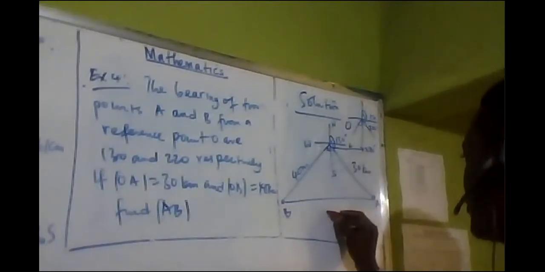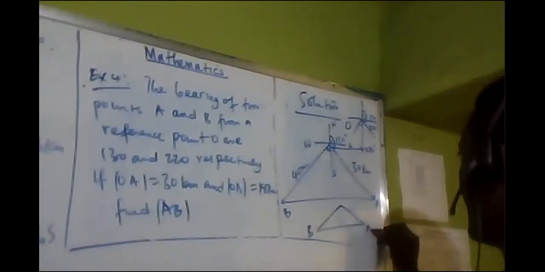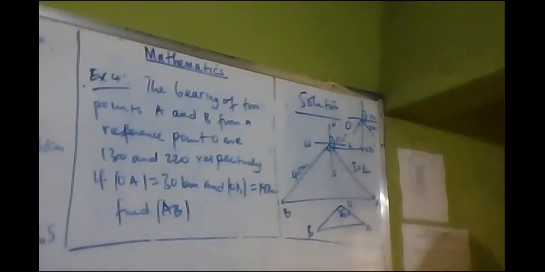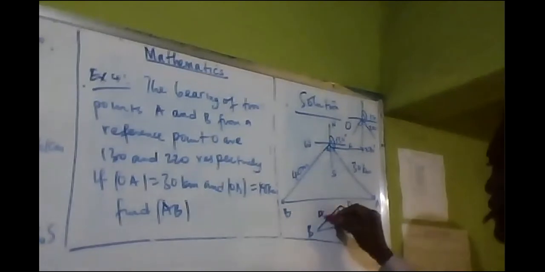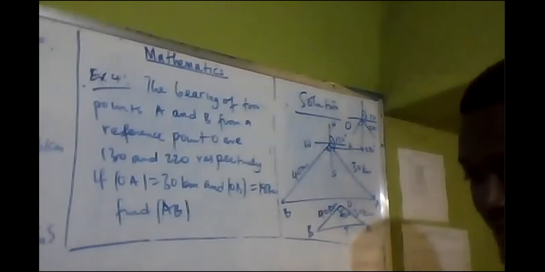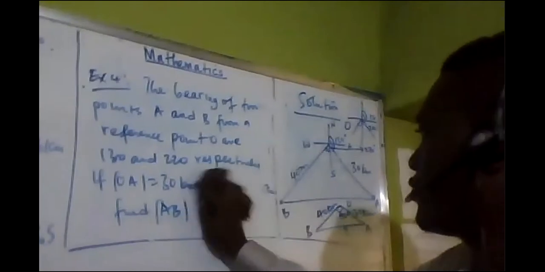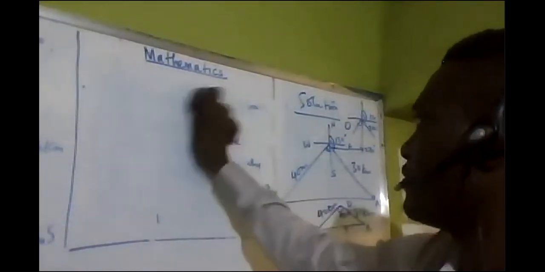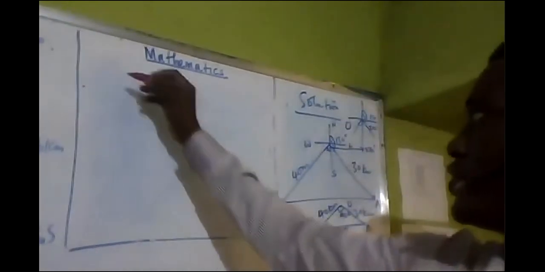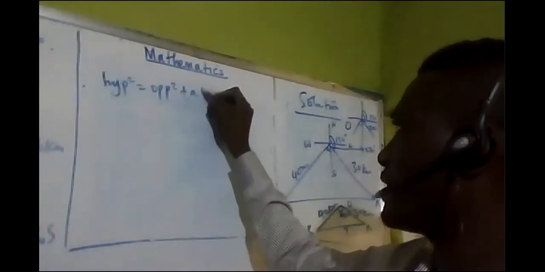So if you draw a smaller triangle now to represent what you have just done, this is B, this is A, this is O, and this is what? 90 degrees. So this is a right angle triangle. So this is 40 kilometer, 30 kilometer. How do we get this? Simple. Since it is a right angle triangle, you don't need the sine rule or the cosine rule. You just use the Pythagoras theorem, because right angle triangles, especially the sides, are solved using the Pythagoras theorem.